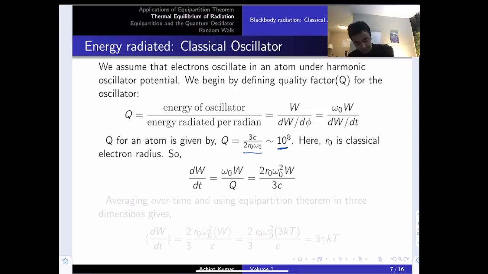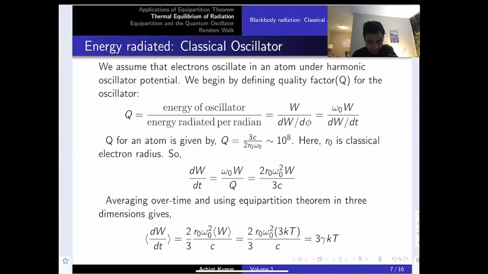Anyway, so we solve for dW by dt and we get this expression, and then we plug in the value for Q, and then we finally get this expression for the rate of energy loss in the oscillator.